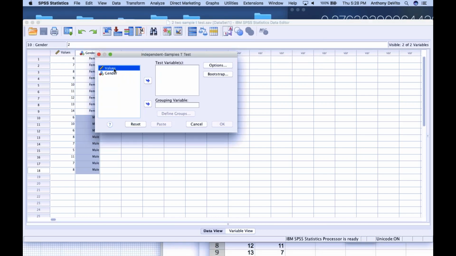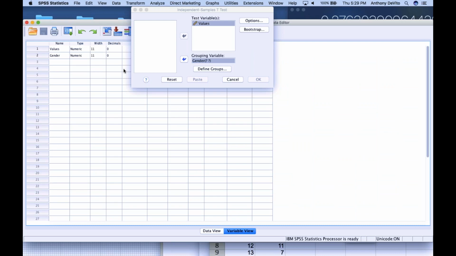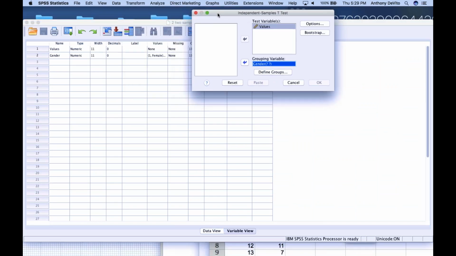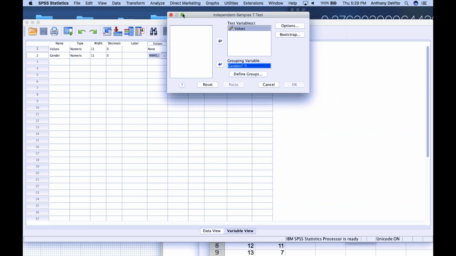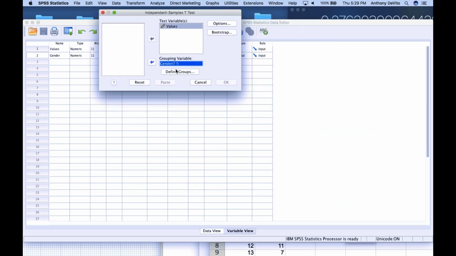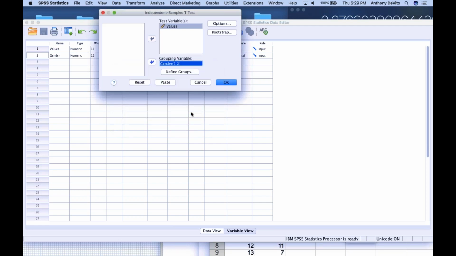Okay, so I'm going to move the scores, the values, into my test variable. I'm going to move gender into my grouping variable. One of the things I forgot to do was to take a look in my variable view to remember what numbers represented males and females. What's 1 and 2? Okay, so I have to let SPSS know that the grouping variables are 1 for males and 2 for females. It doesn't do that on its own for some reason.